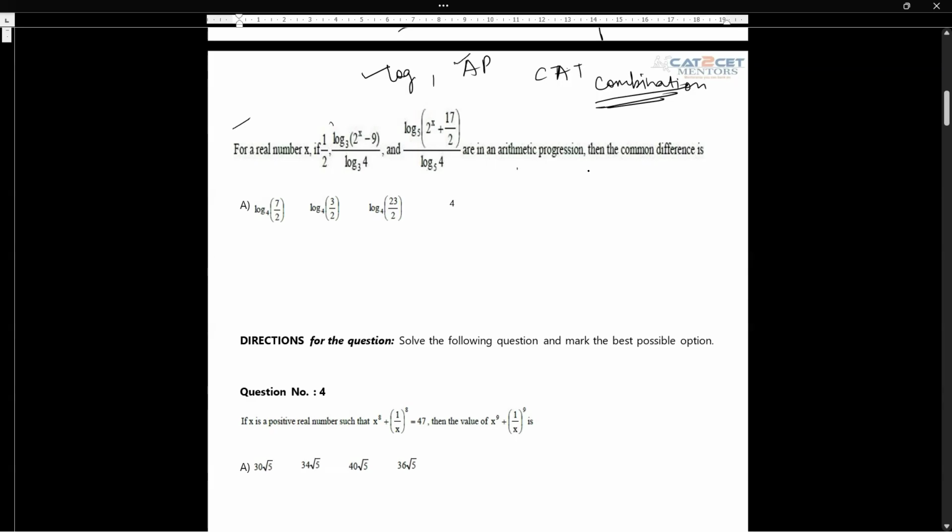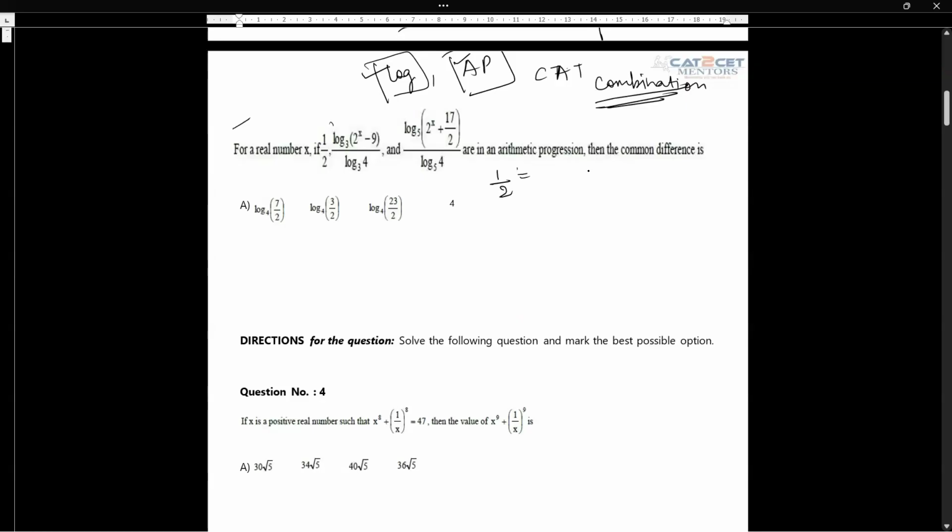in log or in arithmetic progression, full AM, GM, everything. No. If you know the basics of log properties, addition, subtraction, and if you know the basics of AP properties, you'll be good to go with the questions. So there are these three terms which are all in AP. First, the rest of the two terms are in log.